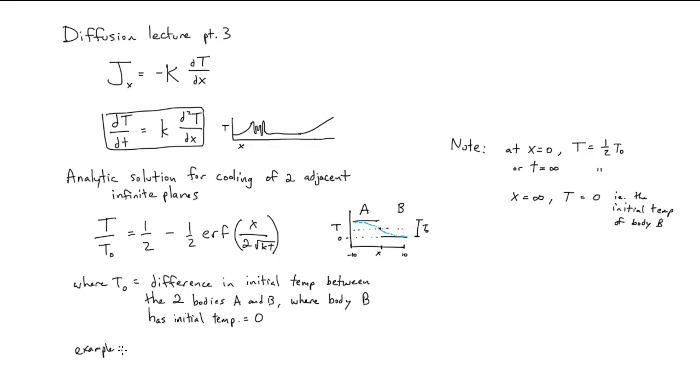Example, a large magma at temperature intrudes a country rock. Okay, so at t equals 0.